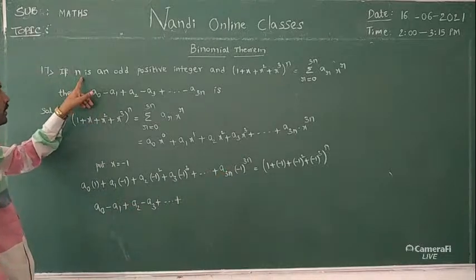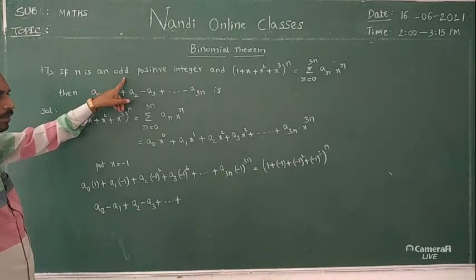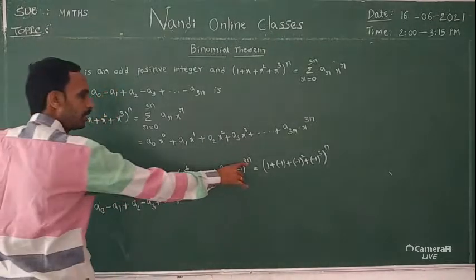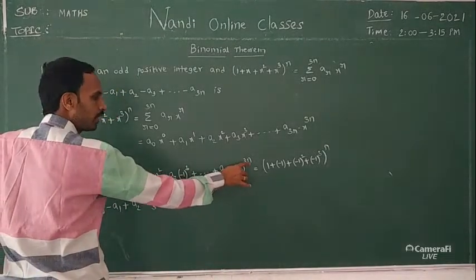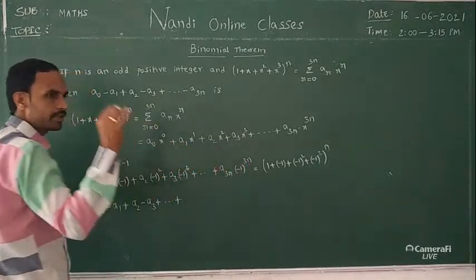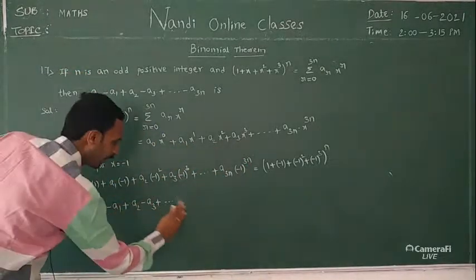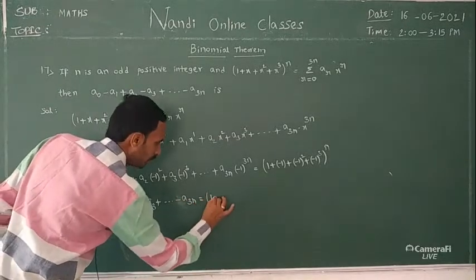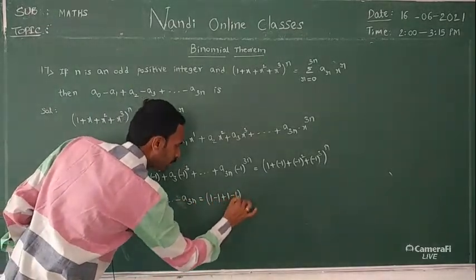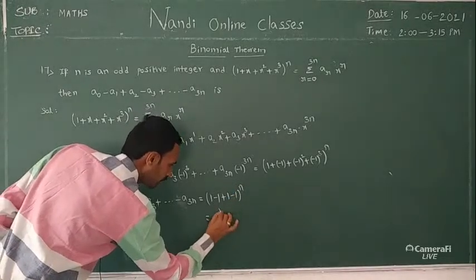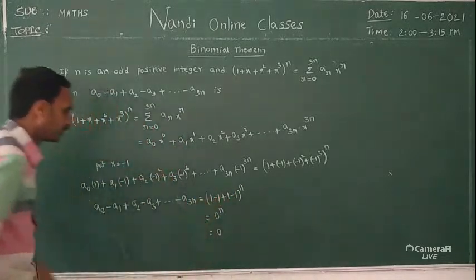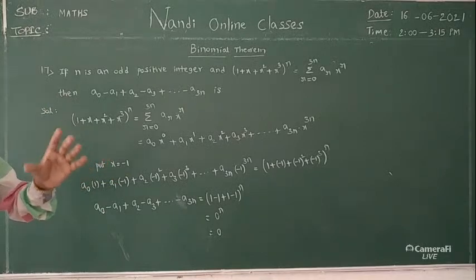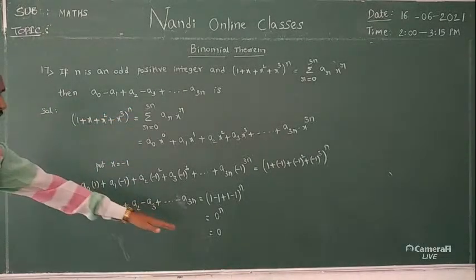See, n is an odd number, so you can take 1, 3, 5, any odd number; you can take 1. Minus 1 whole cube is minus, so minus a3n is equal to 1 minus 1 plus 1 minus 1 whole power n, which is 0 power n, is equal to 0. So the value of the expression is 0.